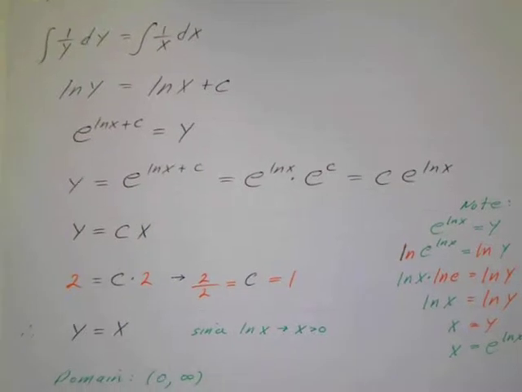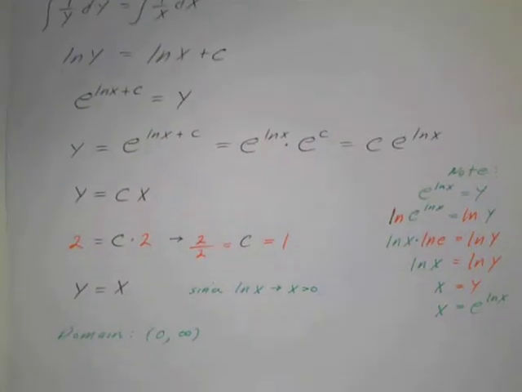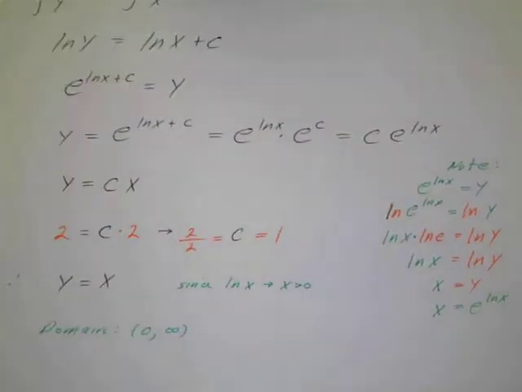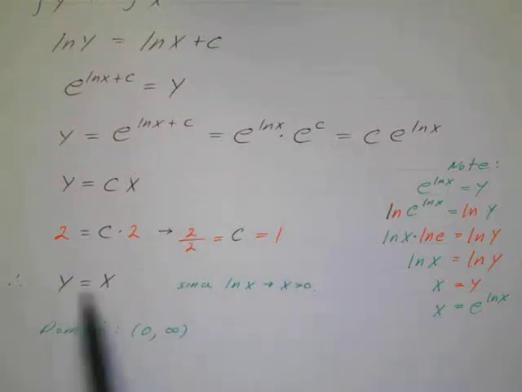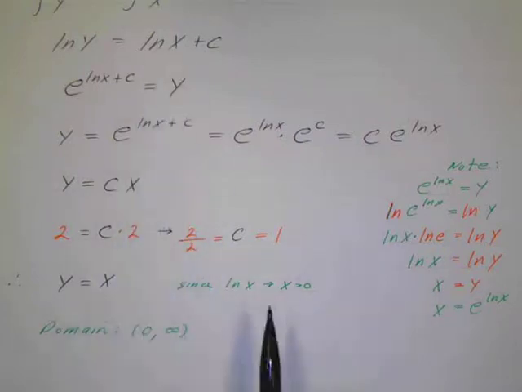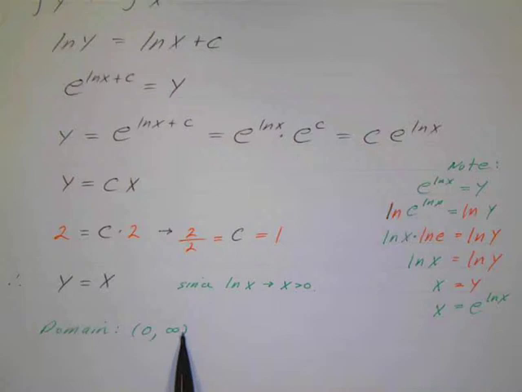And then we substitute our known values. In other words, y is 2 and x is 2, so I put a 2 for y, a 2 for x. And then I divide both sides by 2, so 2 over 2 equals c, so c equals 1, so it's just y equals x. Now we do have the natural log of x in this problem, and remember that the domain for that is always x has got to be greater than 0. So that puts restrictions on my domain, so my domain will be from 0 to infinity, because that's the domain of the natural log of x. Okay? All right. So I hope that helps.